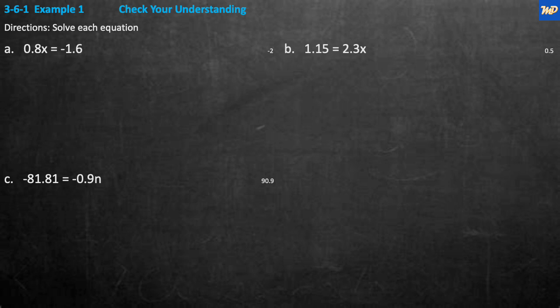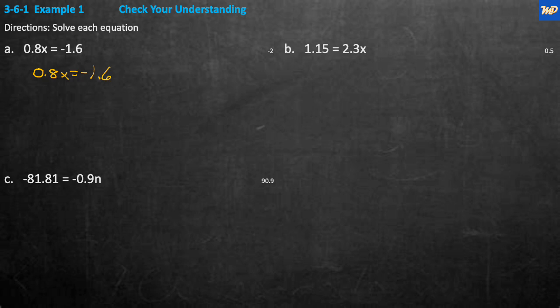So example 1, check your understanding. Solve each equation. After you've tried these yourself, why don't we come back? We'll go ahead and start this now. For A, 0.8x is equal to minus 1.6.